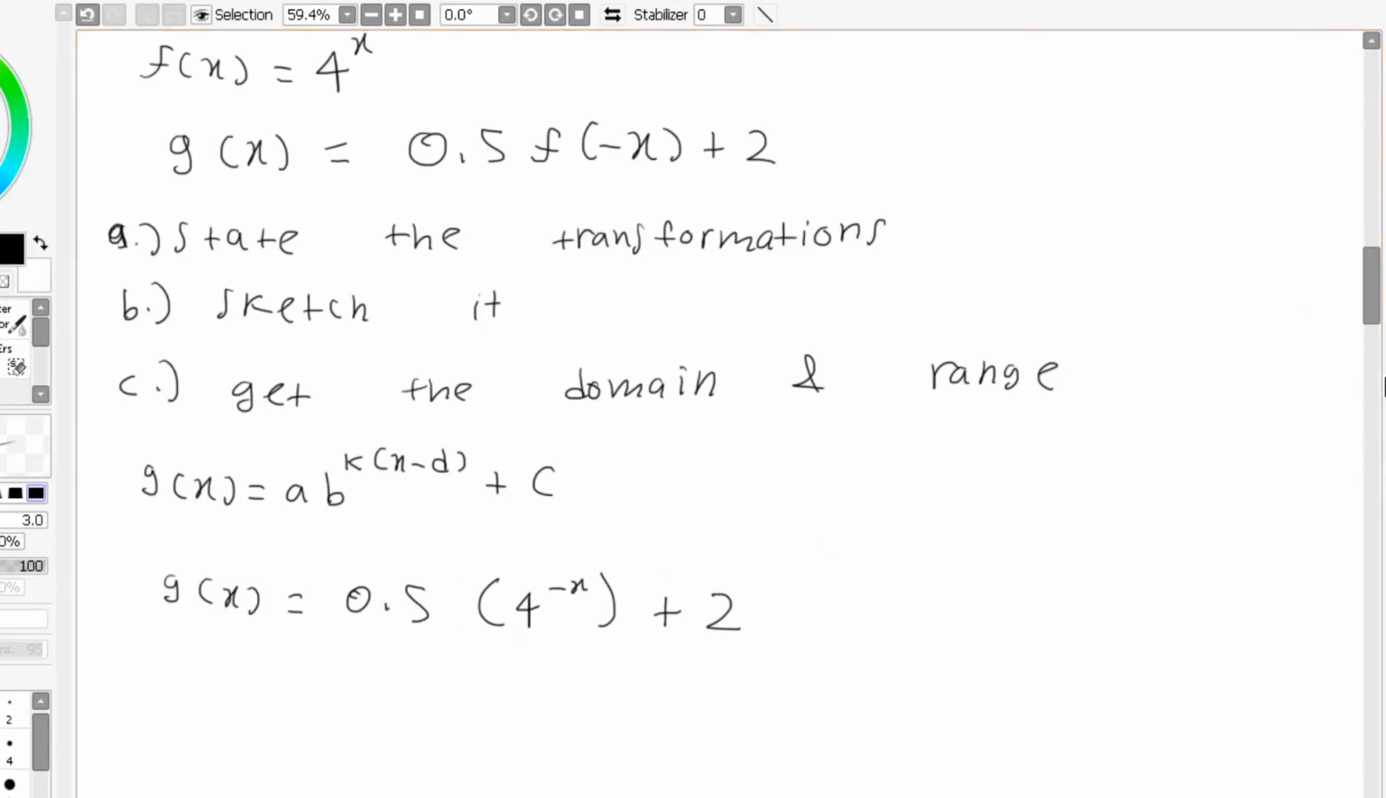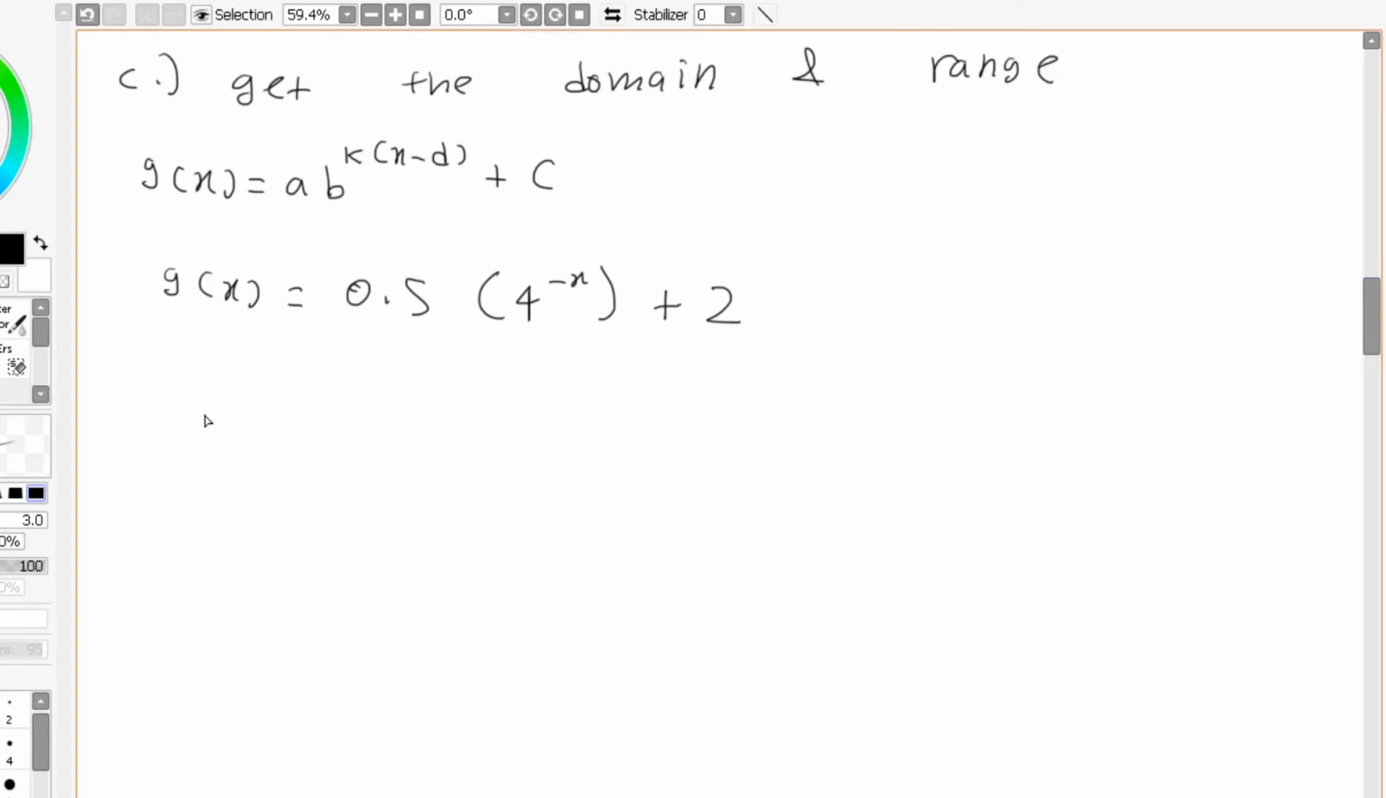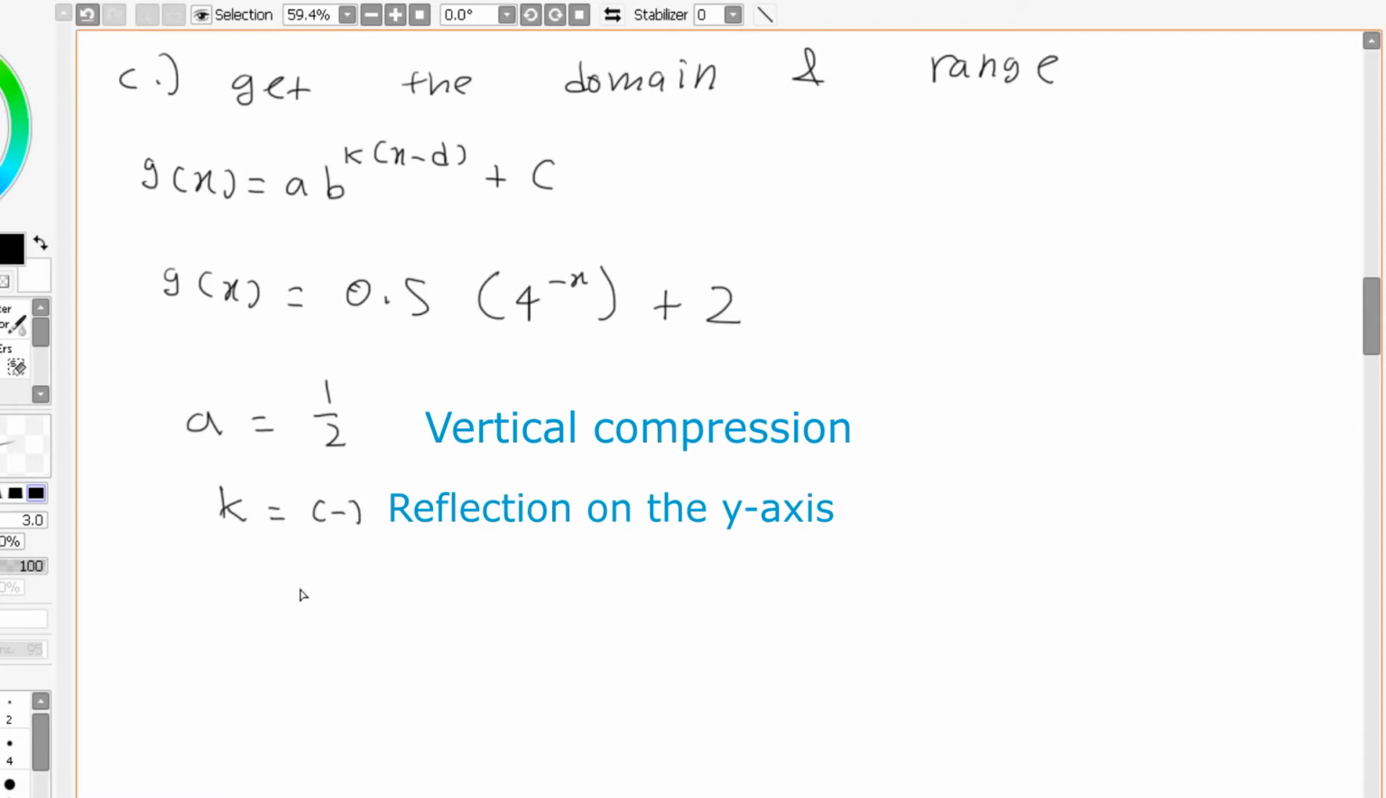We have a being equal to 1/2, so a vertical compression by a factor of 1/2. And then we have k being negative, and c is 2, so this k being negative is a reflection in the y-axis, while the c being 2 is a translation of 2 units up. Now let's graph the function.